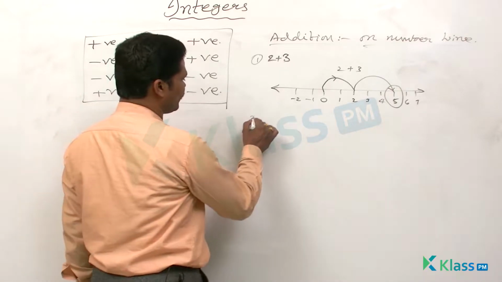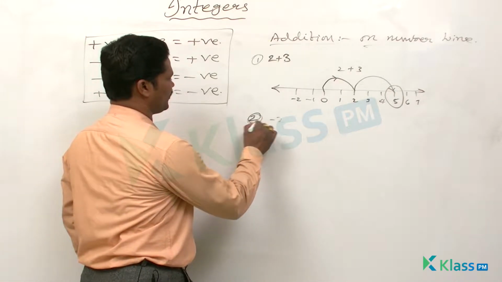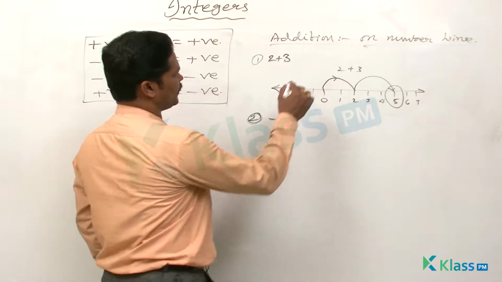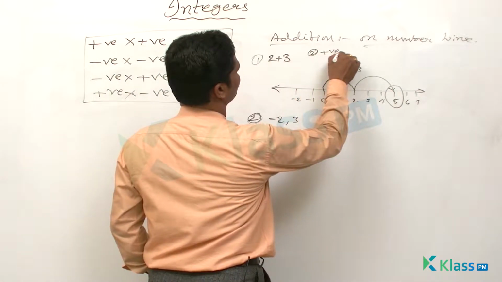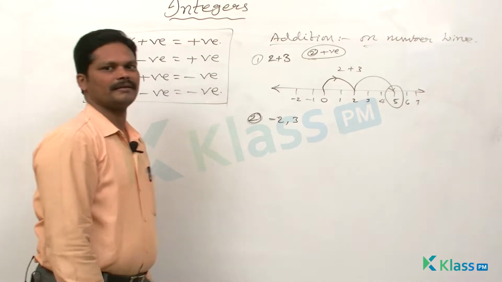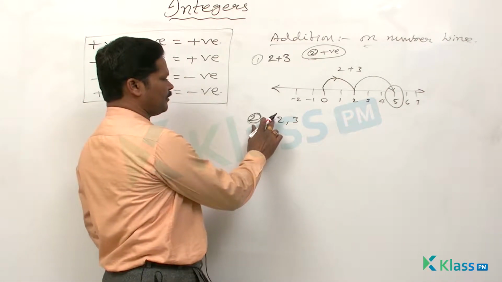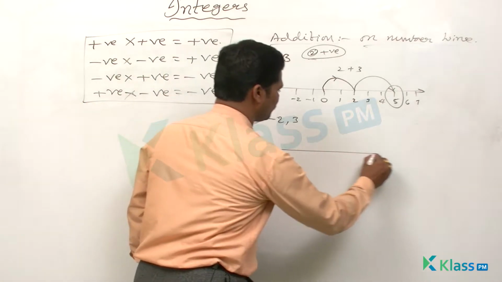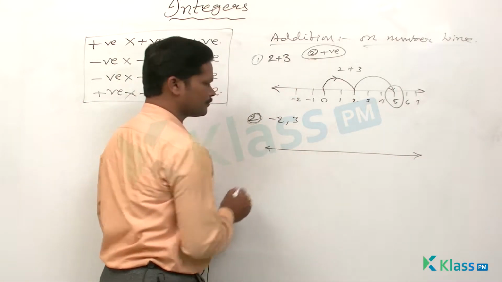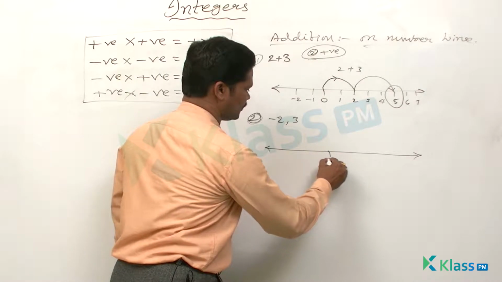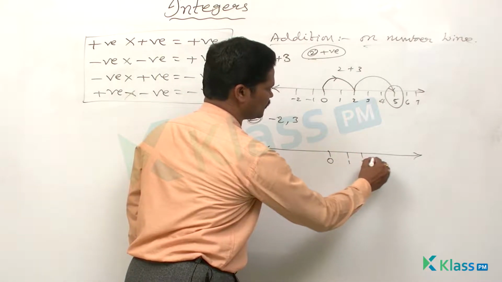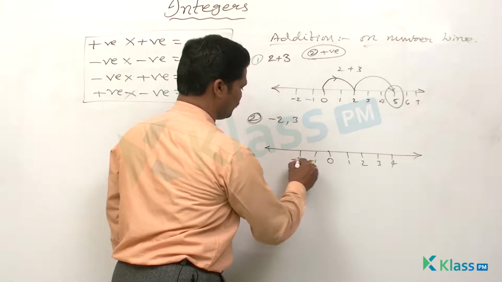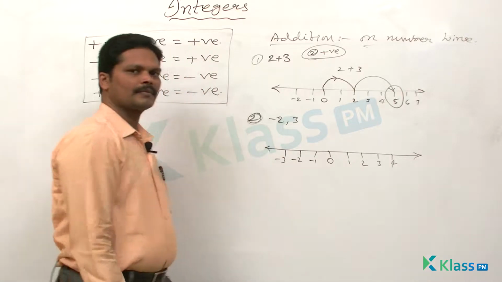And the second one, coming to one negative, one positive. Here already 2 positives were applied on the number line. And if we are taking one positive, one negative, how should we add? See, we are drawing a number line here. So here we are taking 0, 1, 2, 3, 4, and here minus 1, minus 2, minus 3.